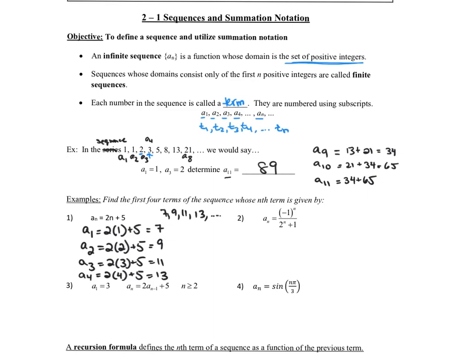We can do that again with example number 2, and again it's an explicit definition because we can just plug in the value for our term number. So A1 is negative 1 to the 1 over 2 to the first plus 1. A2 is negative 1 to the second over 2 squared plus 1. We'll get values for those in a moment. A3 is negative 1 to the third over 2 to the third plus 1. And A4 is negative 1 to the fourth over 2 to the fourth plus 1.